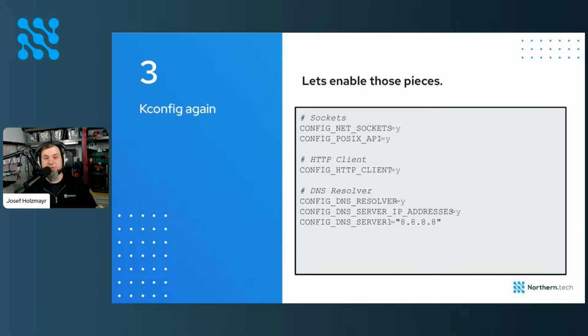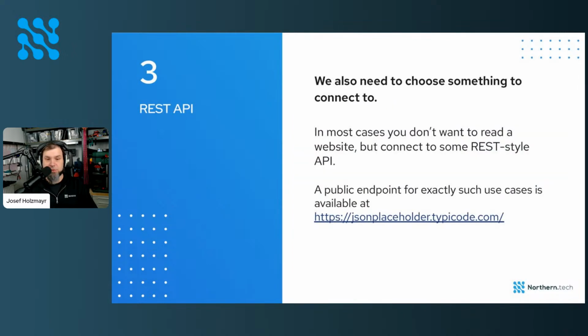Luckily, Zephyr already supports DNS. We just need to enable it, and we need to tell it which DNS server to use. In this case, it's 8.8.8.8. It's the Google one. You could also use the Cloudflare one, which is 1.1.1.1, and a couple of other ones, or your local one. I just put in one which I know that you will be able to use too.